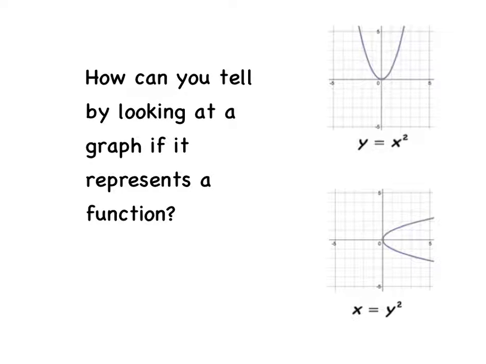Well, let's look at this set here. How can you tell by looking at a graph if it represents a function? I have one up here, one down there. If I look at this one, every x value is assigned exactly one y value. However, over here, every x value is assigned two y values, and that would not be a function.